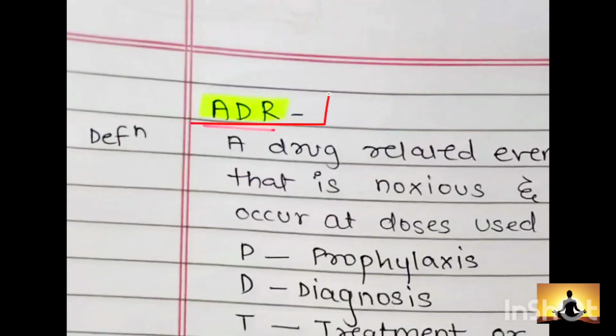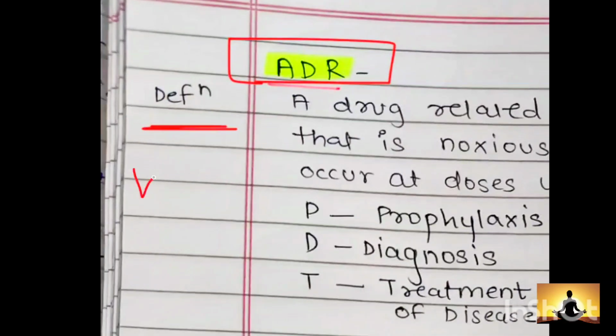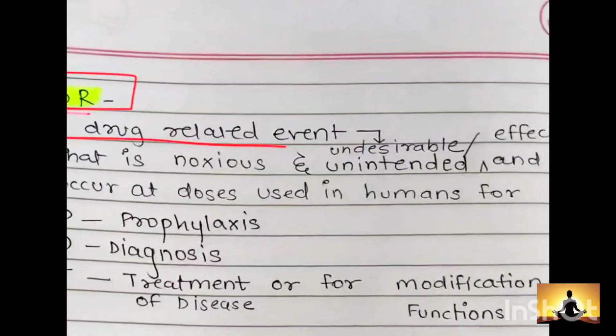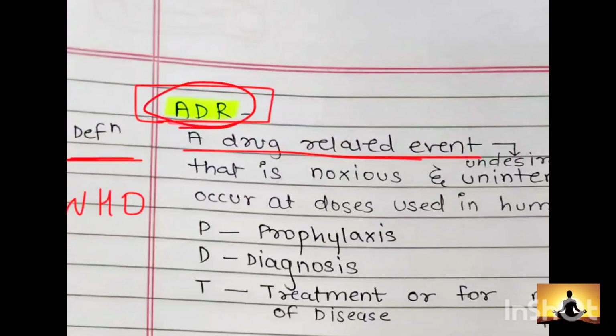So ADR, what is ADR? ADR is adverse drug reaction. So the definition, this is the definition according to WHO, a drug related event. Okay, what is ADR? ADR is simply adverse drug reaction.